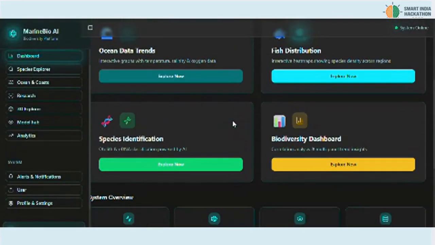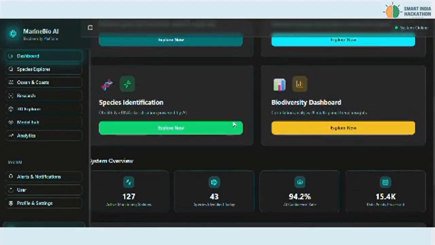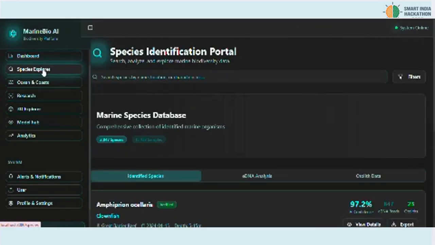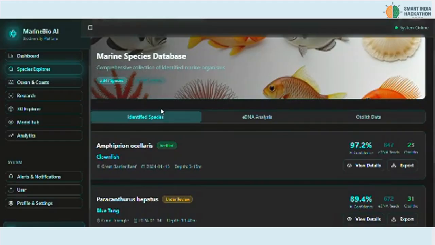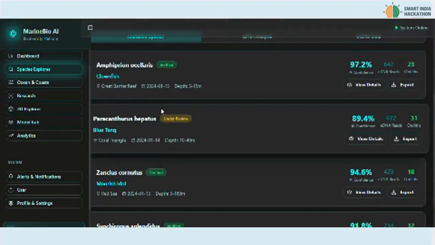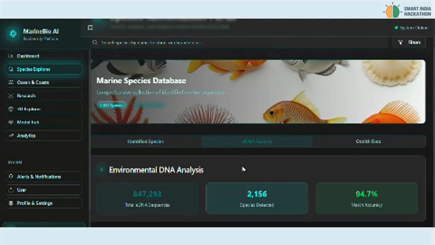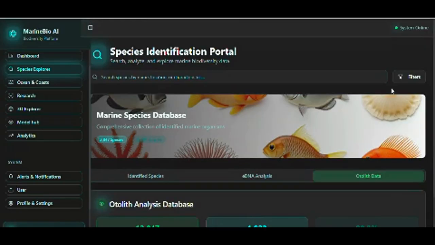This is the interface of the website which we have made as a solution to the problem, a unified AI-driven platform for the database of marine biodiversity and fisheries. This is basically the homepage which describes the working of the project. It is the dashboard for the marine species database, in which we have collected different data on the basis of species and their DNA classification, along with the otolith analysis database.